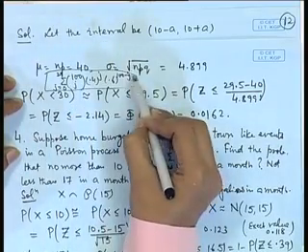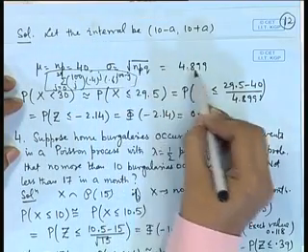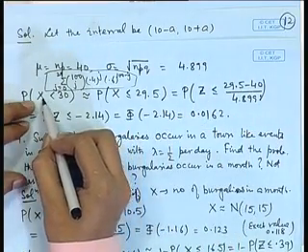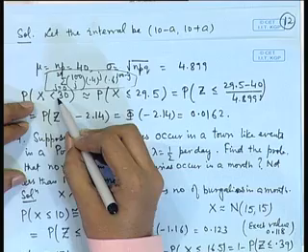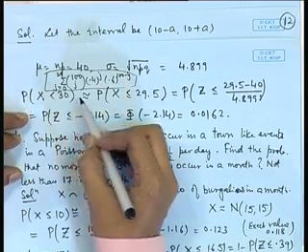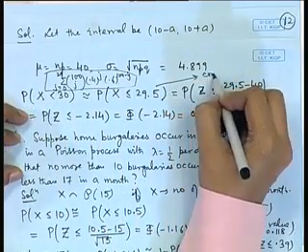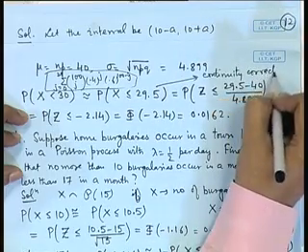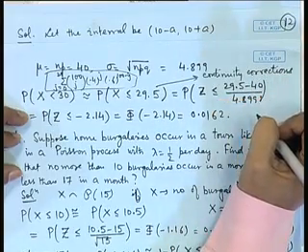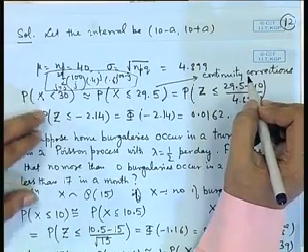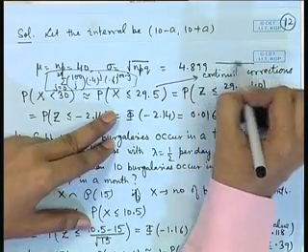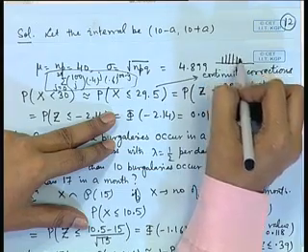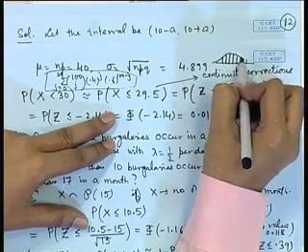So, np is 40 and npq is 24, so the square root of that is 4.89. So, the probability of x less than 30. Now, here we apply the so-called continuity correction. This continuity correction is required to approximate a discrete distribution with a continuous distribution. Consider this: in the binomial distribution, the curve is like this.